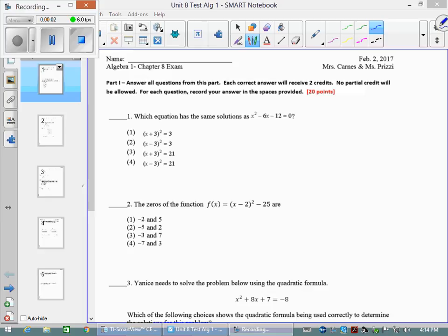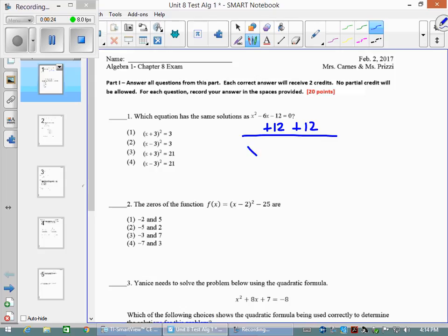Question number 1 is asking us which equation has the same solution as the quadratic shown. If I look at my 4 choices, all of them are in the same form, which comes from the completing the square process. So I'm going to take my quadratic and complete the square until I get it into the format of my choices.